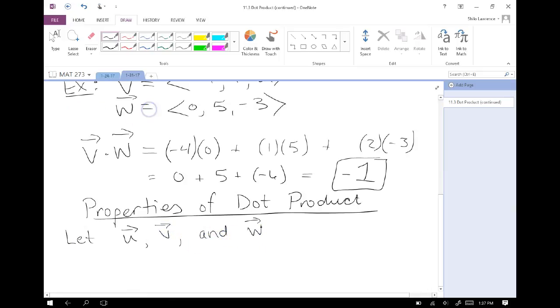So we're going to see some different vectors in these properties. We're going to let u, v, and w be vectors, and let c be a scalar.